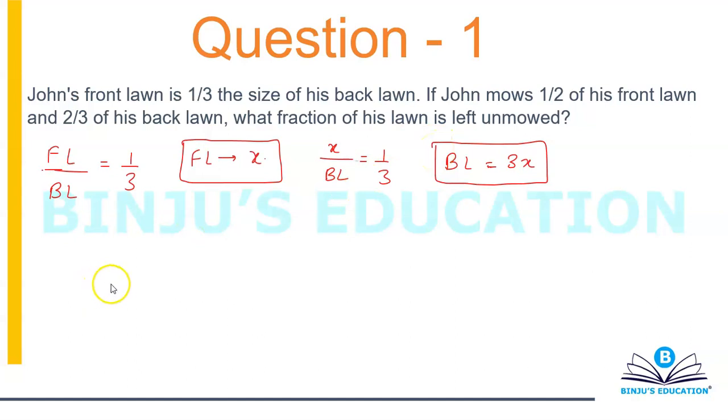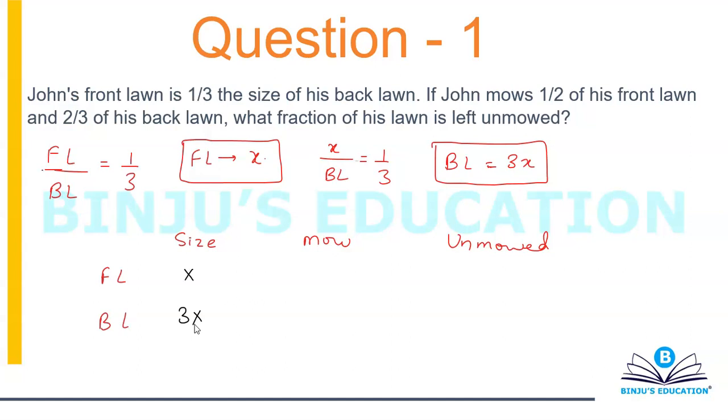Okay, so I have the front lawn, I have the back lawn, I have the size, and now I need how much we have mowed and how much is left unmowed. All right, let's see what we can do. So the front lawn is x, and the back lawn is thrice of x. Now, the statement that the front lawn is 1/3 is done.